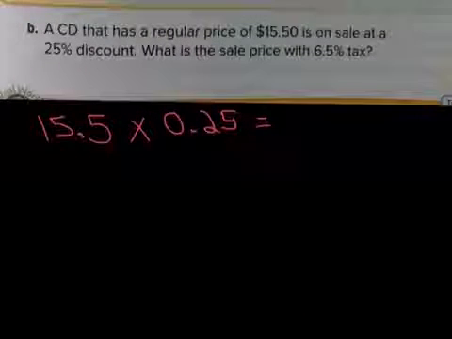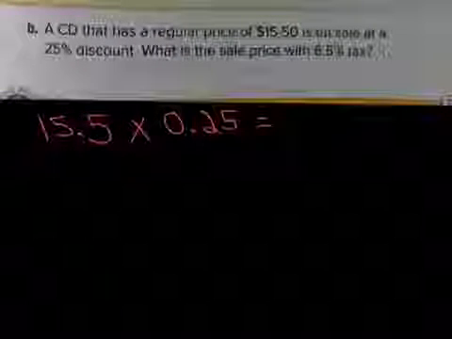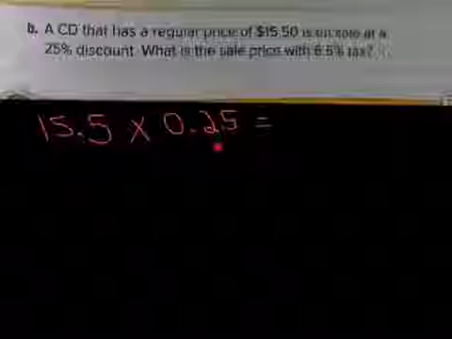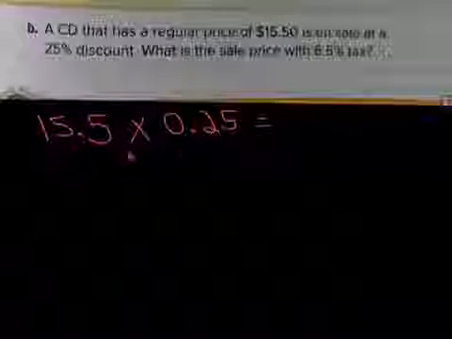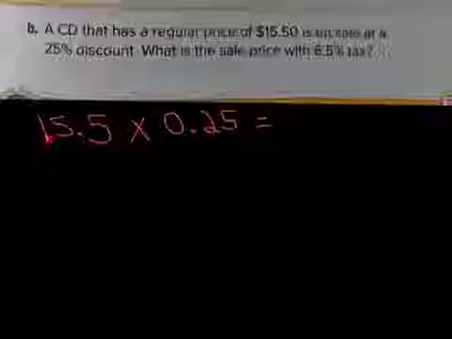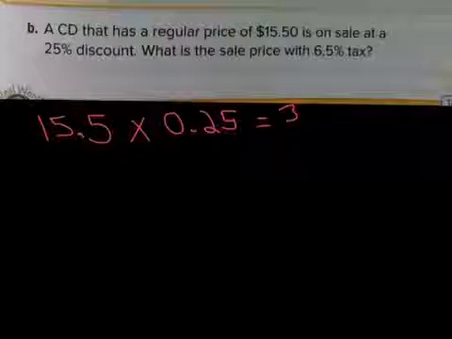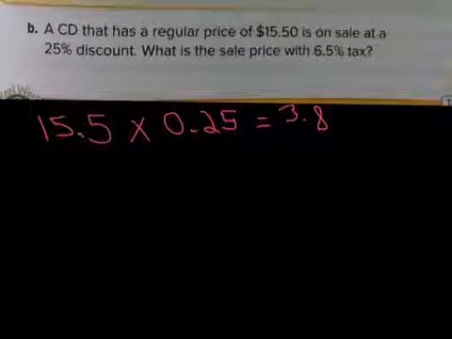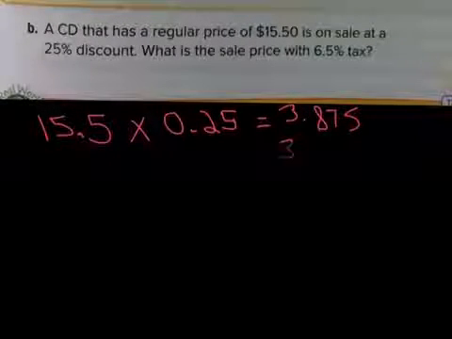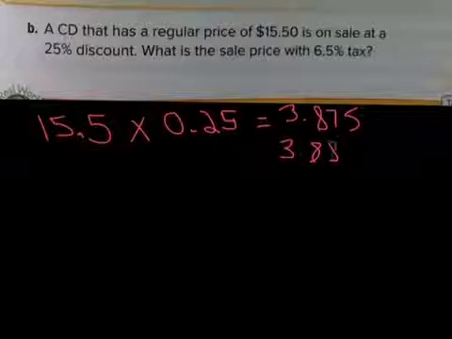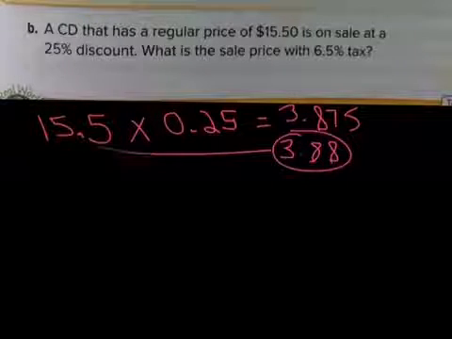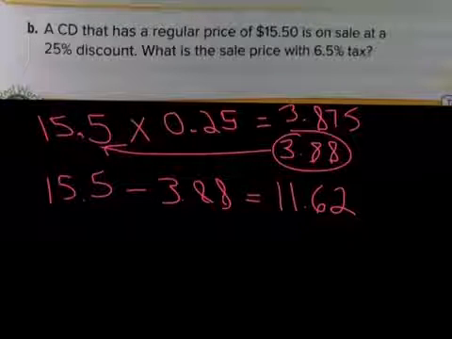Okay, so I set it up. I write 15.5, which is $15.50, times 0.25 right here, and that's going to give me what 25% of this is. And when I multiply that, I get 3.875, or I can just round it to 3.88. And I have to subtract this amount from this amount. When I do that, I get $11.62.